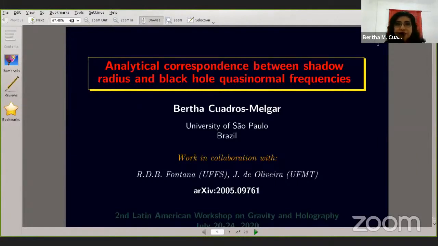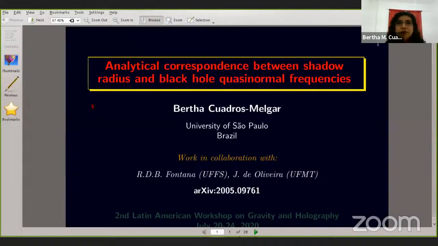So this work I'm going to present today is something a bit different from what has been discussed all these days. And this work was made in collaboration with my colleagues Rodrigo Fontana from the Federal University of the Southern Border and Jefferson de Oliveira from the Federal University of Mato Grosso. And this is the address of the archive where this work is.